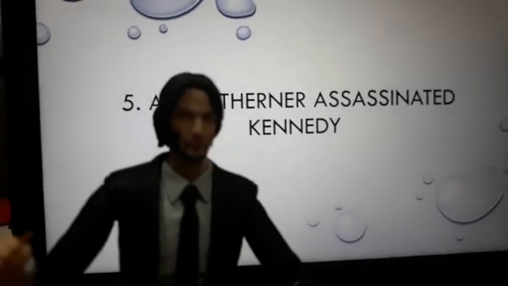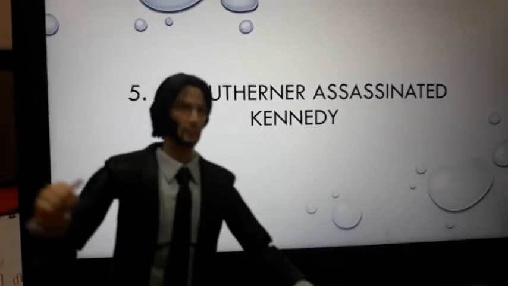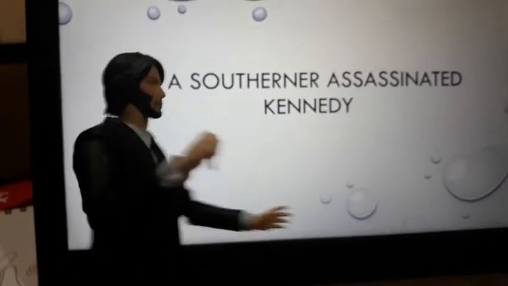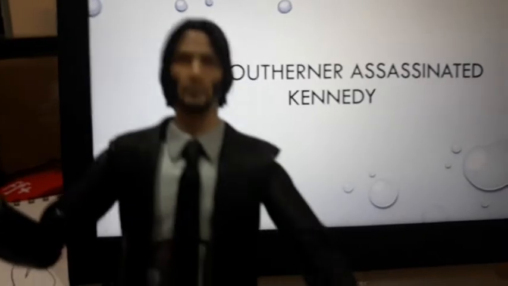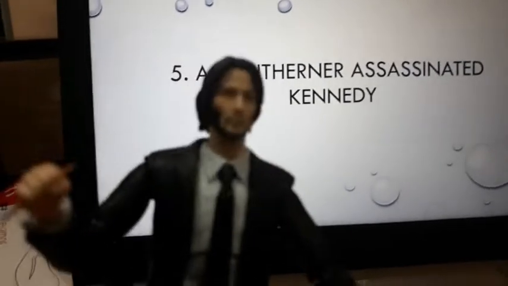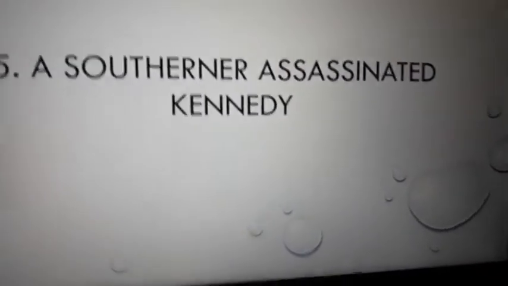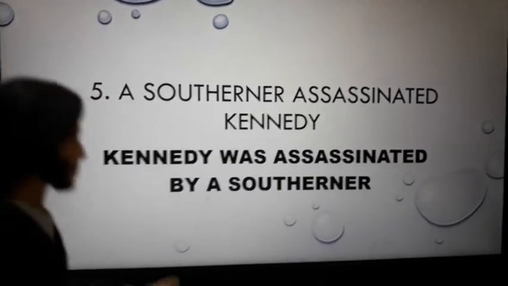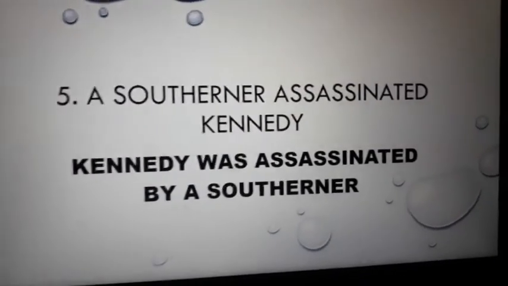A southerner is a person that is from the south of the United States. Okay. A southerner assassinated Kennedy. So again, subject, a southerner, the verb assassinated in past, and the object again is Mr. JFK, John Fitzgerald Kennedy. Let's see how the sentence is in passive voice. Well, you already know the object is Kennedy, so we'll start the sentence with Kennedy. Let's see. Exactly. Kennedy was assassinated by a southerner. All right. Let's go with number 6.